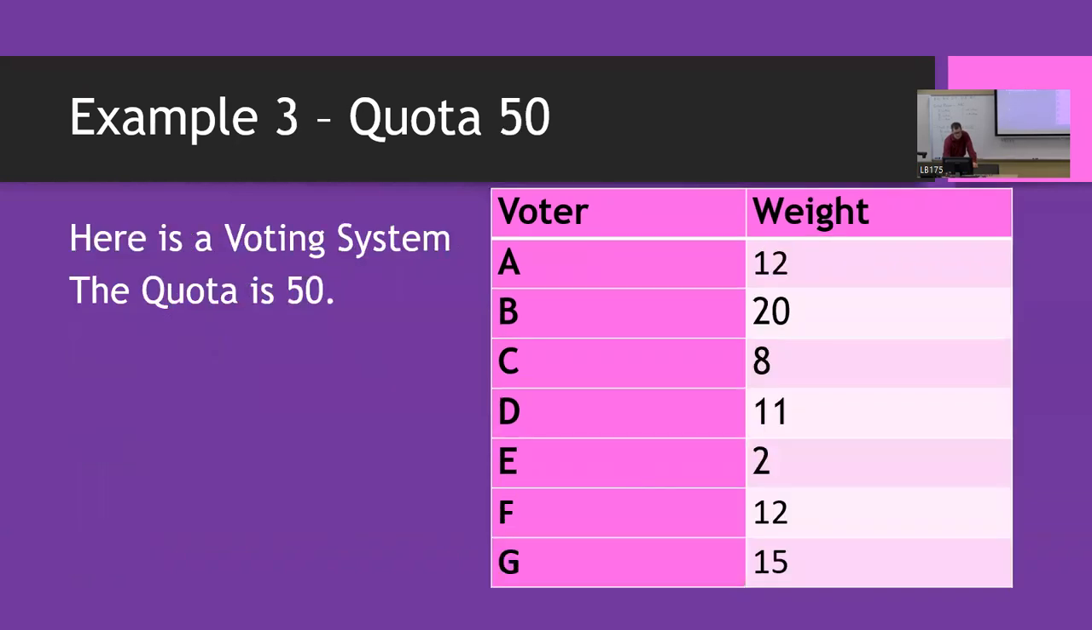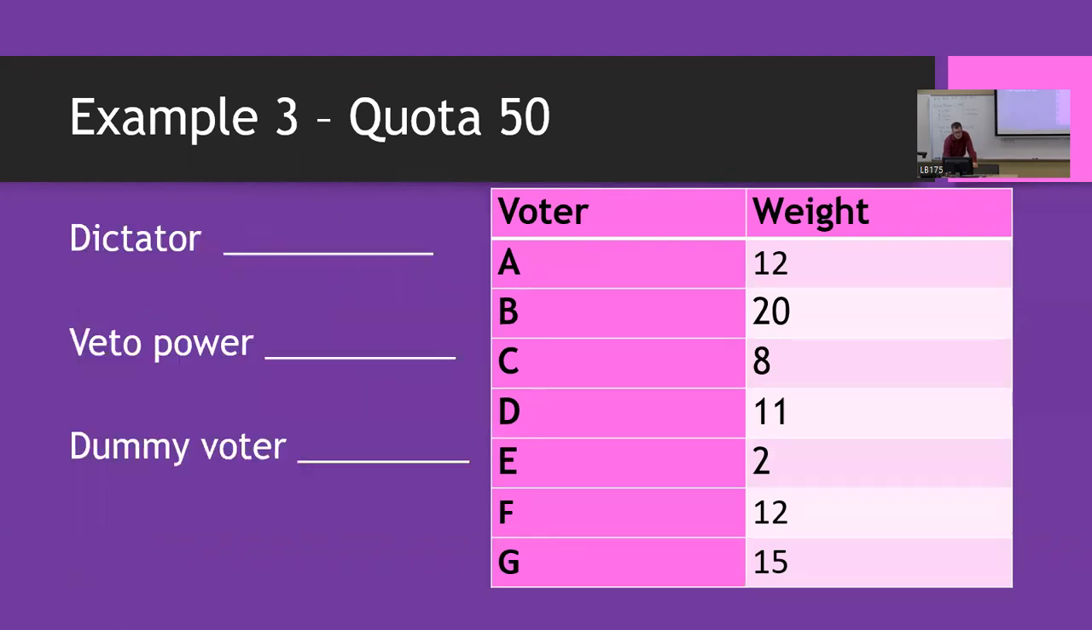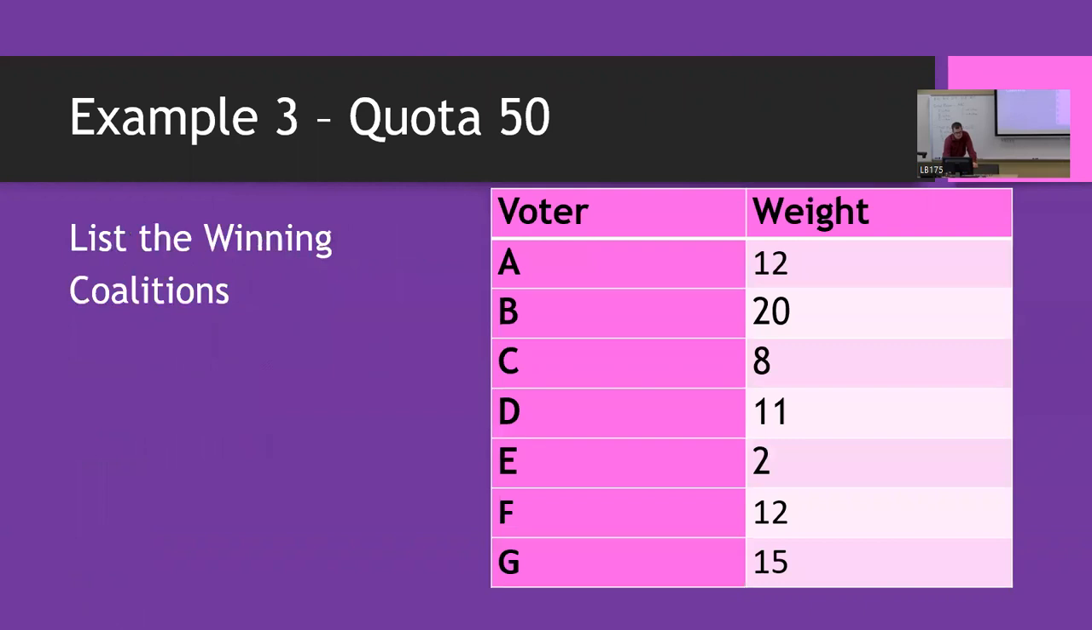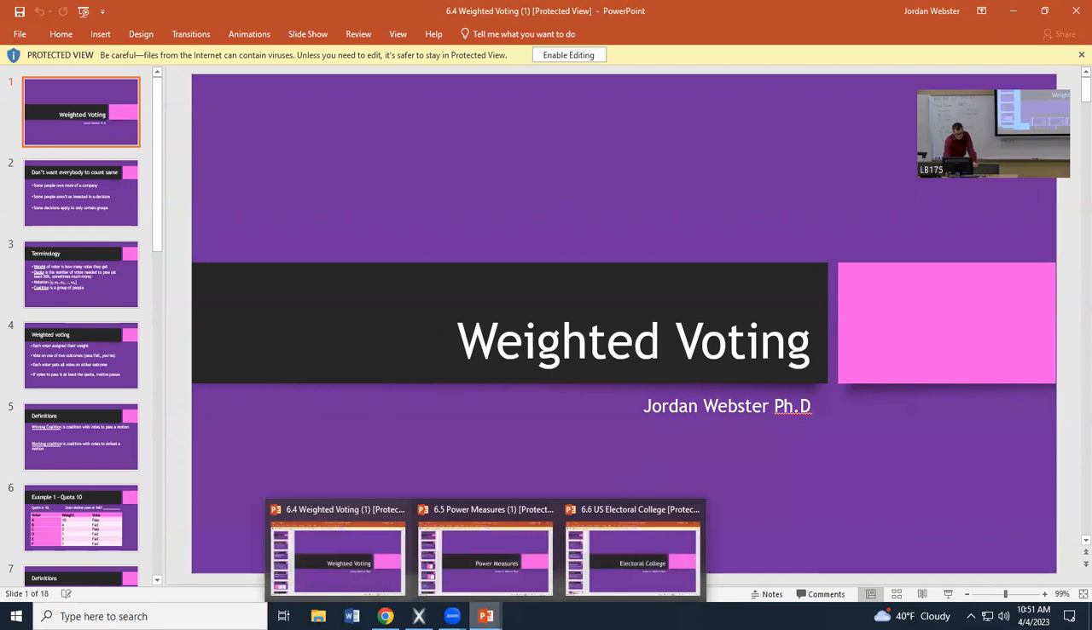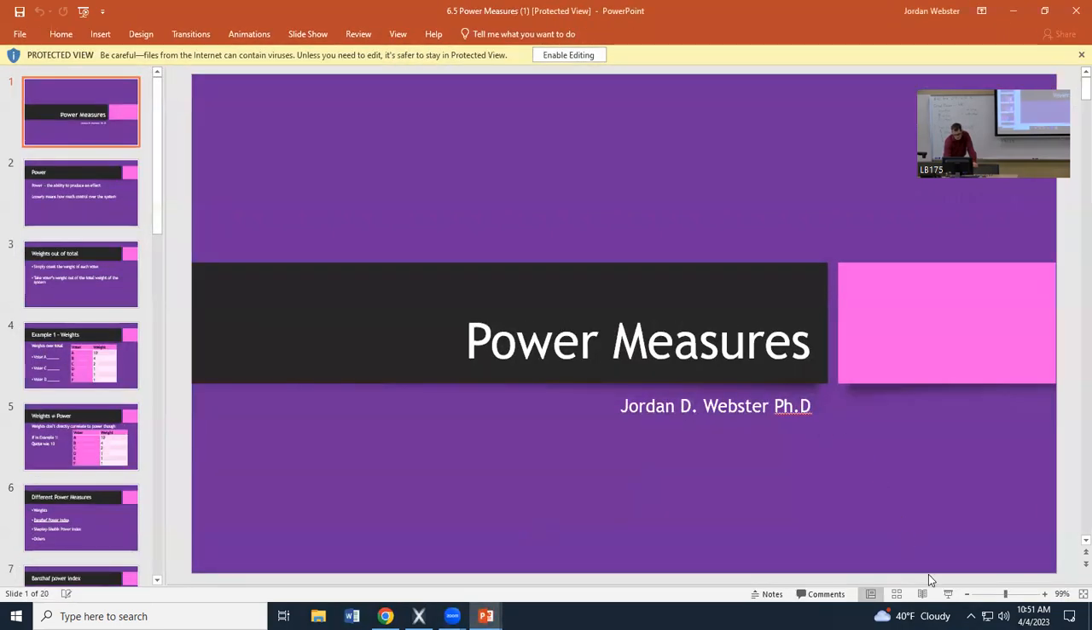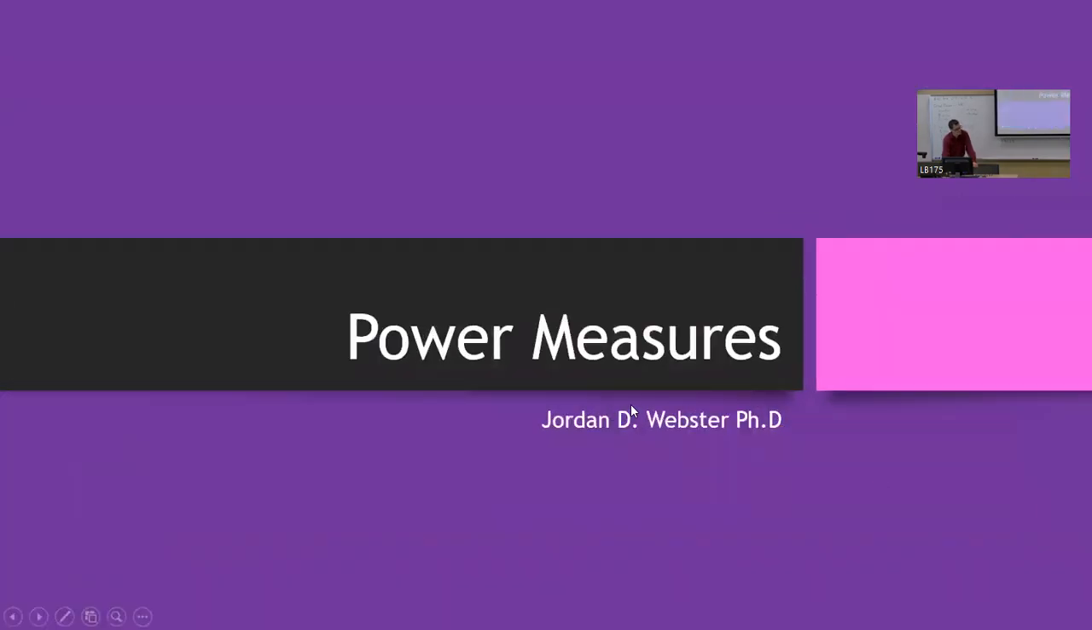So that's the idea. I think I'm going to skip example 3, listing out all the critical winning coalitions and then critical players, because we're going to do a lot of that in the next section. All right.